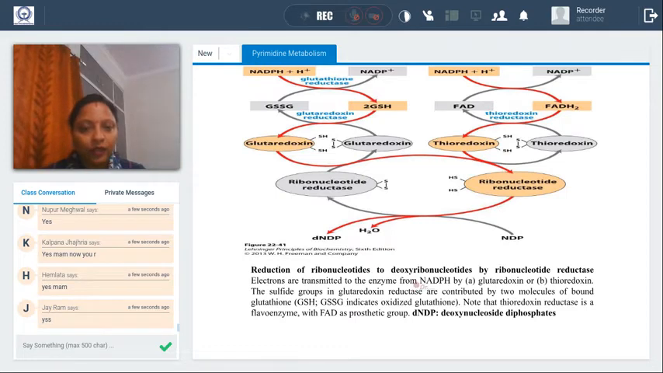This is in a more elaborate way. Reduction of ribonucleotides to deoxyribonucleotides by the ribonucleotide reductase enzyme. Two processes are there: first by glutaredoxin, another by thioredoxin. An important point is that the sulfhydryl groups in glutaredoxin reductase are contributed by two molecules of bound glutathione, and thioredoxin reductase is a flavoenzyme with FAD as a prosthetic group. Here dNDP is deoxynucleoside diphosphate, and this is nucleoside diphosphate.